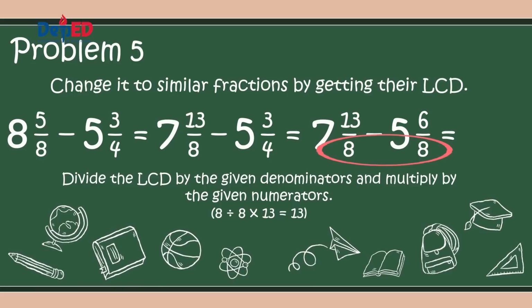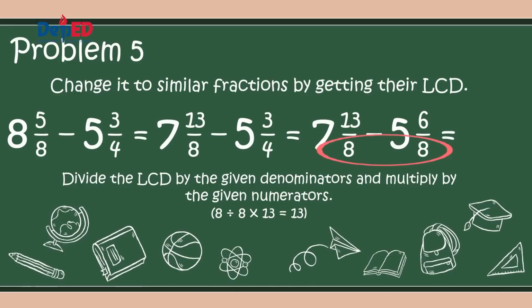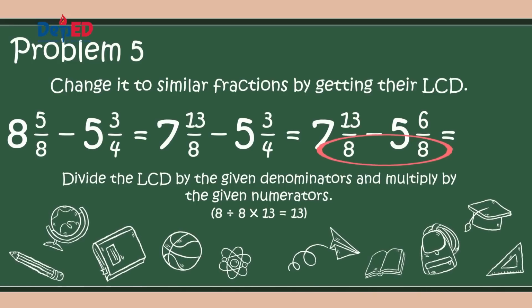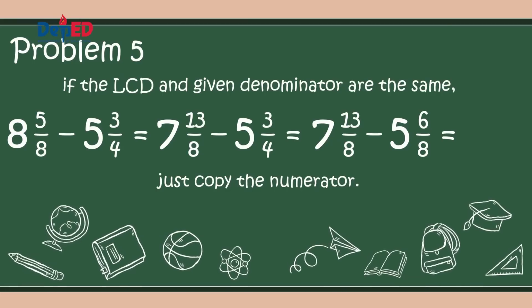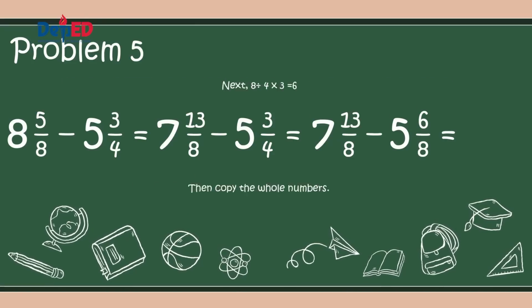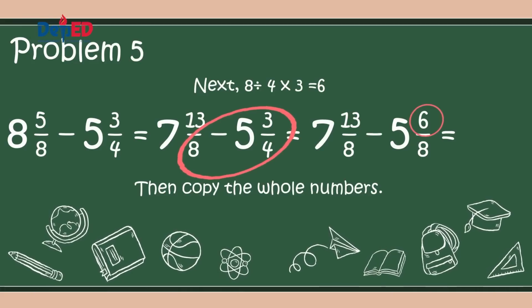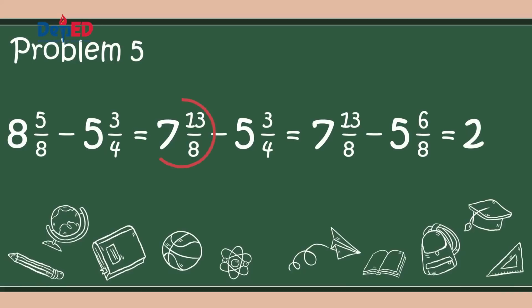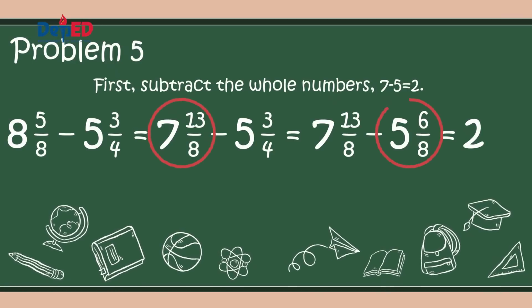Divide the LCD by the given denominators and multiply by the given numerators. 8 divided by 8 times 13 equals 13. Next time, if the LCD and given denominator are the same, just copy the numerator. Next, 8 divided by 4 times 3 equals 6. Copy the whole numbers. So we have 7 and 13 eighths minus 5 and 6 eighths.